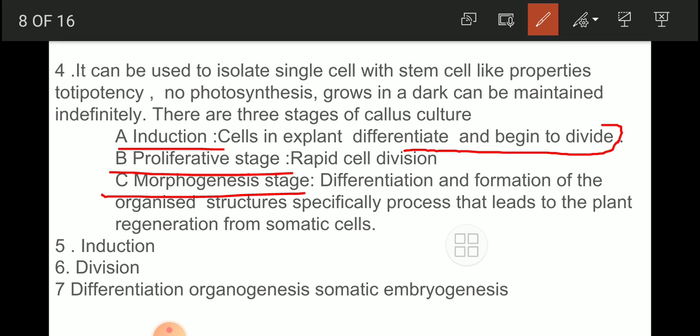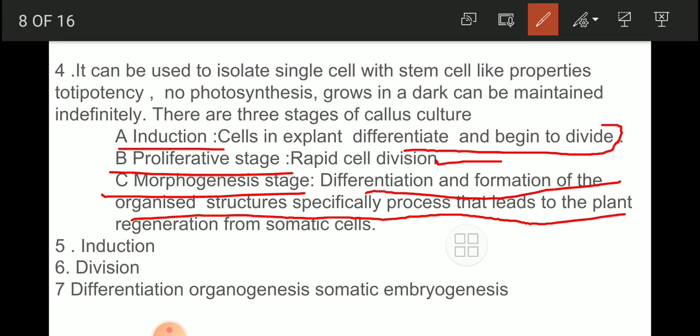In the proliferative stage, the second stage, we can find rapid cell division. And in the morphogenesis stage, there is differentiation and formation of an organized structure, a process that leads to plant regeneration from the somatic cells. So induction, division, differentiation, organogenesis, somatic embryogenesis, those are the further stages we can find.